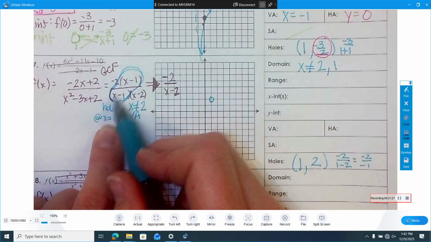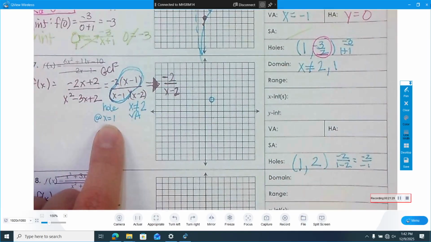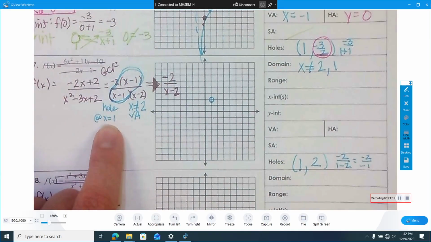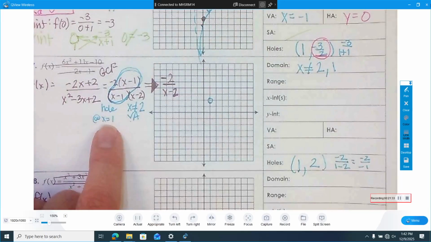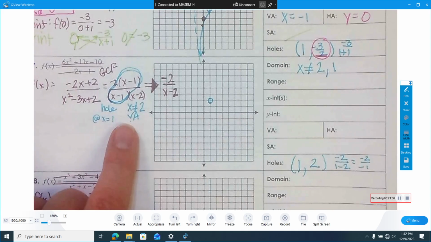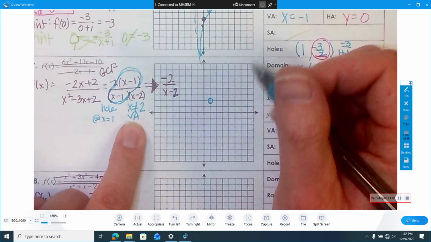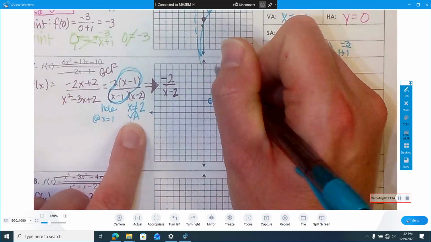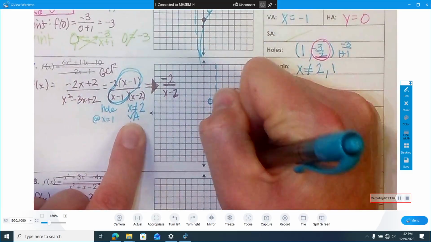Okay? So it cannot be both. All right? And because we have that common factor, it's taken out. Right? So it's a hole before it's a vertical asymptote. Okay? But that's an interesting question. I'm going to hold on to that. So one of them, that 2 there, is a vertical asymptote at x equals 2. So I'm going to draw that in.